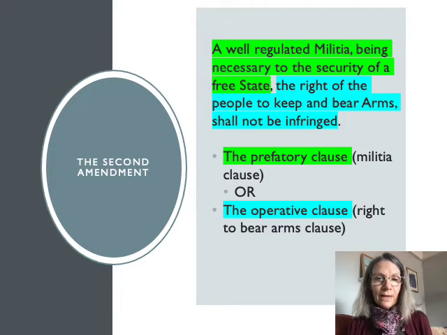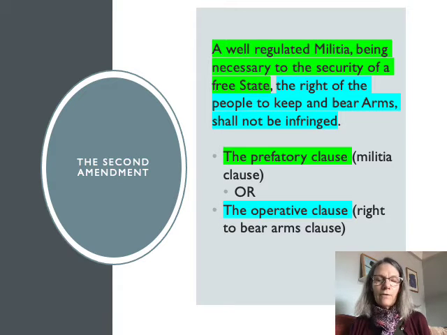Up until 2008 and the decision in the District of Columbia v. Heller, the Supreme Court interpreted the Second Amendment according to the militia clause, the prefatory clause. They said that's the clause that gives the Second Amendment meaning. But that all changed in the decision in DC versus Heller, which basically said, no, it's not the prefatory clause that gives the Second Amendment meaning. It's the operative clause, the right to bear arms clause.